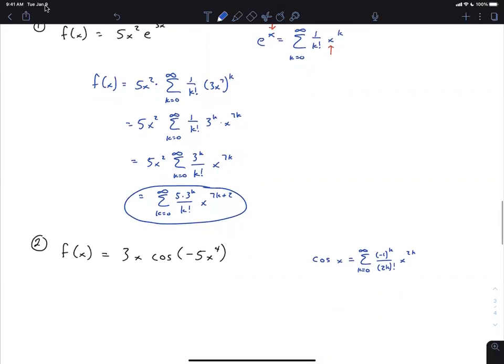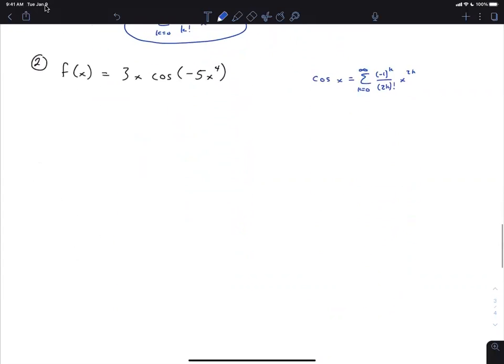All right, so to start this, we leave the 3x outside, but instead of cosine of negative 5x to the 4th, we sub in negative 5x to the 4th into the known series for cosine.